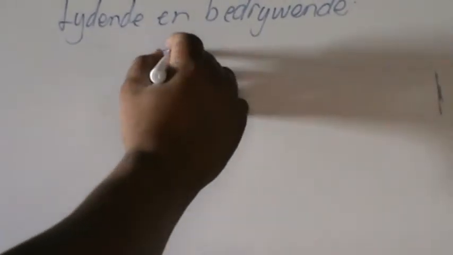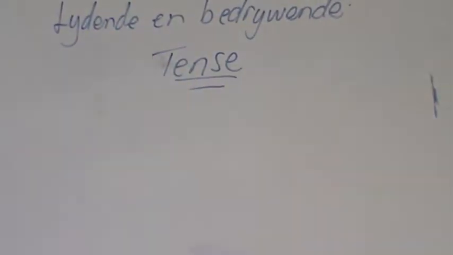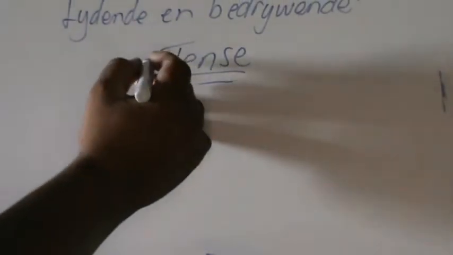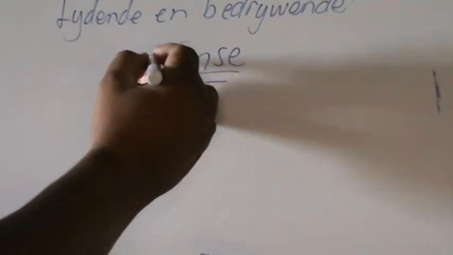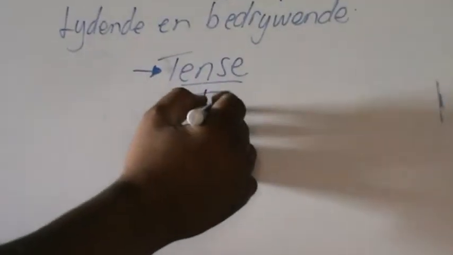First of all, we have to see in what tense our sentences are that is given. So we are tested on the tense there, and we are tested on putting it from bedrywende to lydende vorm, but we're going to get into that quickly. First of all, I want to deal with our tenses.